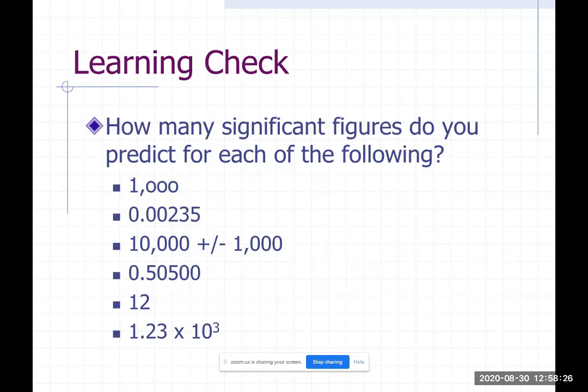Let's look at a learning check and make a determination about how many sig figs we can predict for each of the following. So we have trailing zeros here. Trailing zeros are generally not significant unless there's a decimal in the number or unless we're told otherwise. And we're not told anything otherwise, and there's no decimal in this number. So that means that 1,000 has only 1 sig fig.